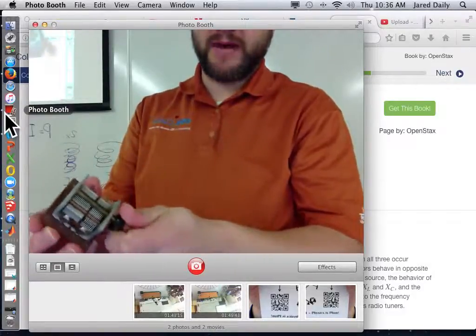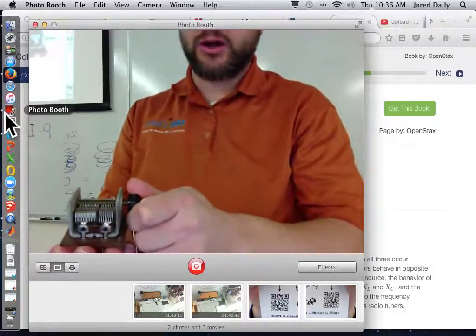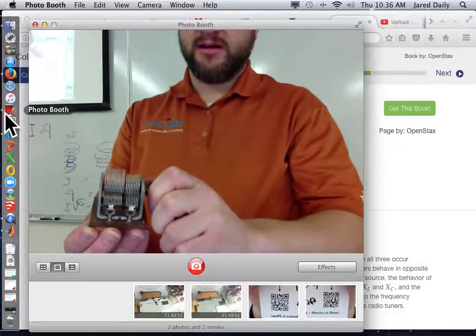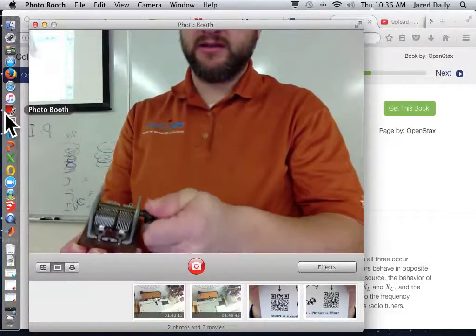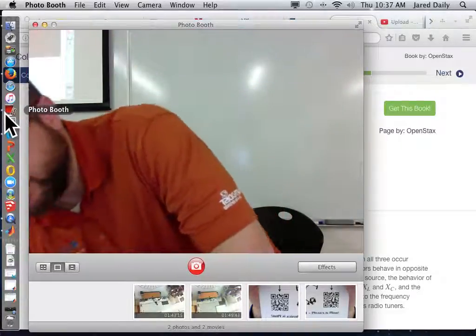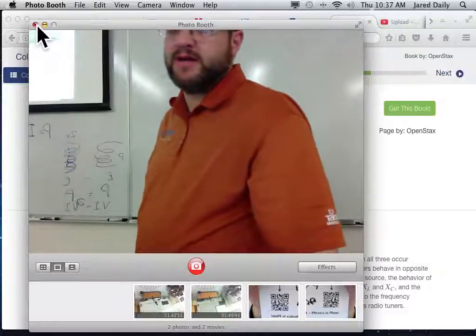So here's my variable capacitor. You've got all these plates in here that are completely overlapped right now, but I can decrease their overlapping by turning the knob and letting the plates rotate out from the other plates. So this is from an old radio. Very cool little piece of ancient equipment.